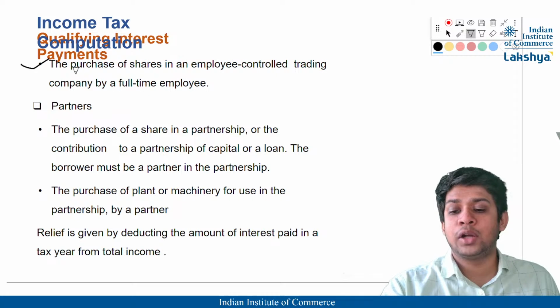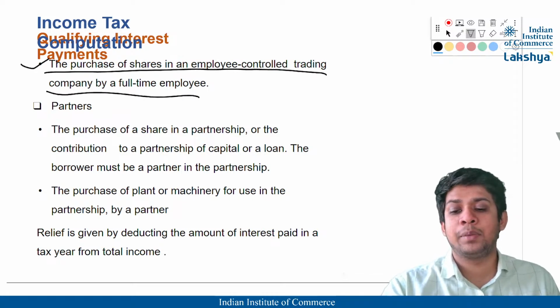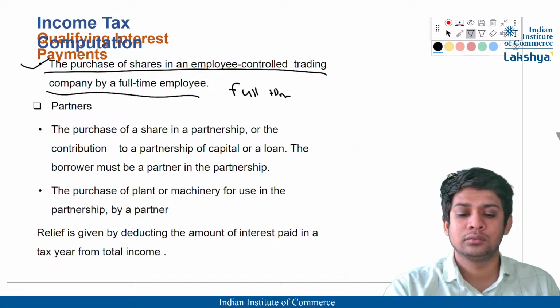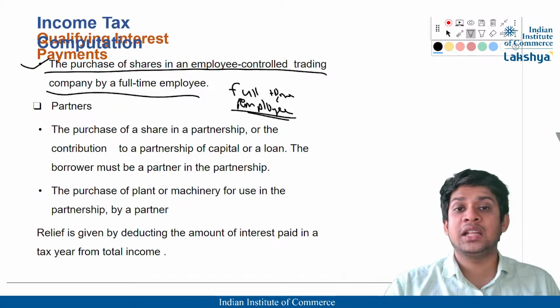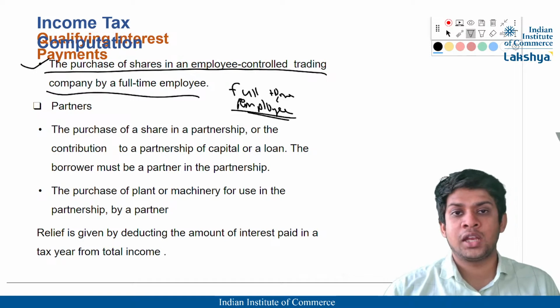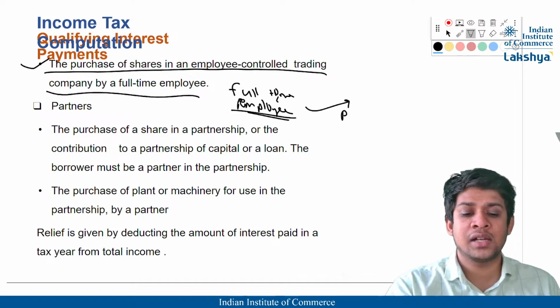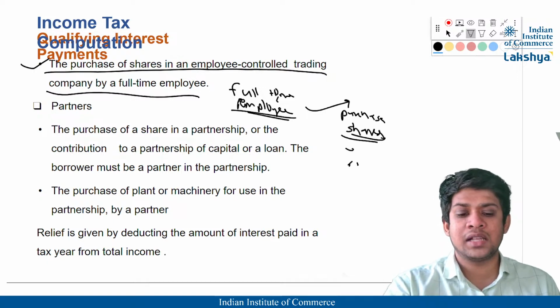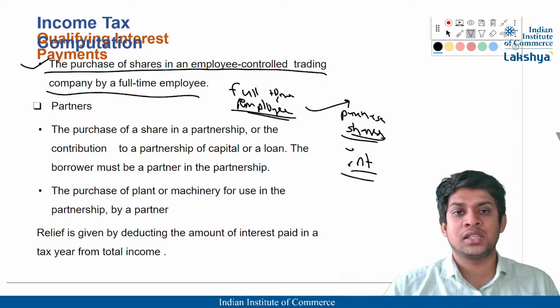Okay. For the employee, the purchase of shares in an employee controlled trading company by a full time employee. So maybe I am working in a company as a full time employee. Okay. And the company that I'm working in is a company wherein the employees hold the shares of the company. Okay. So if in case I want to purchase shares in my own company where I'm working, for that purchase of shares, if I've taken a loan, the interest payments that I pay on that loan is also going to be considered as a relief, which is a qualifying relief. So mainly only these two reliefs are qualifying for an employee. Okay.